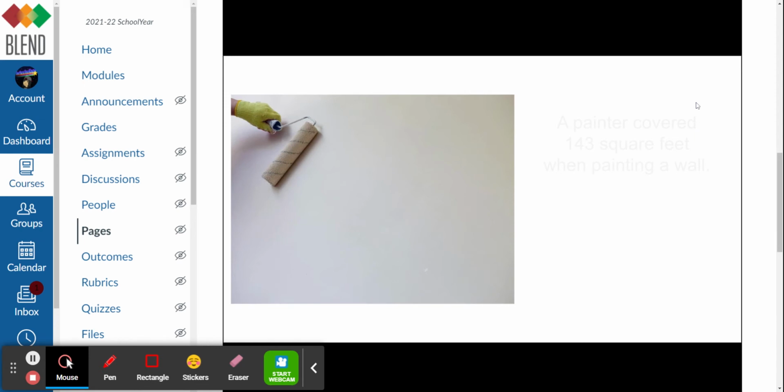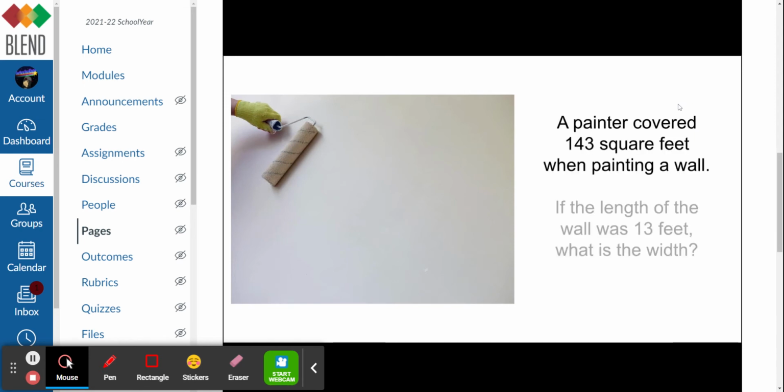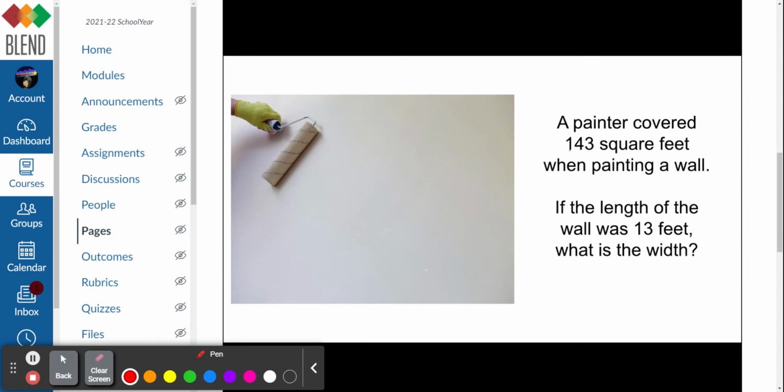So a painter covered 143 square feet when painting a wall. If the length of the wall was 13 feet, what was the width? All right, so this right here. Oh, what's happening with my computer? It's freaking out. All right, that right there is the area. And then they're telling us the length is 13 feet. So we also have the length.